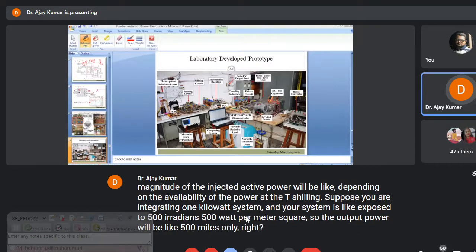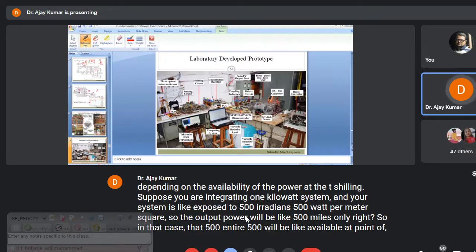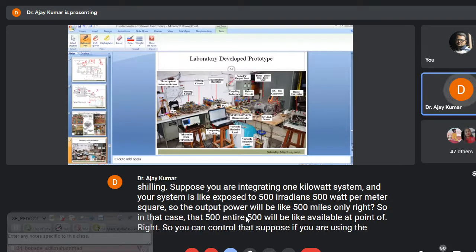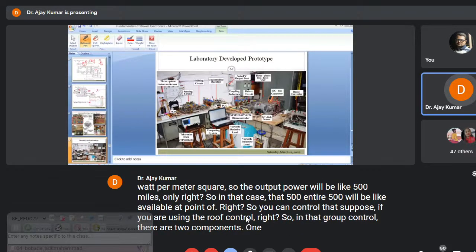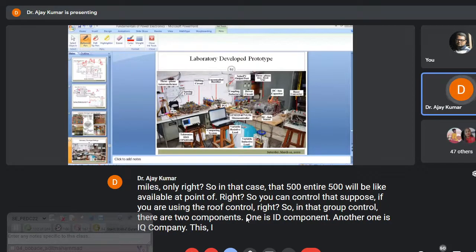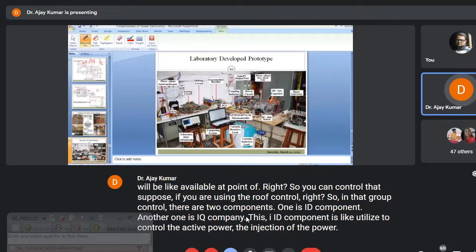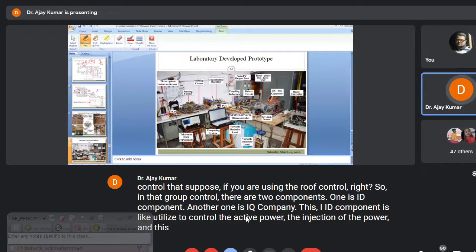So in that case, the entire 500 will be available at the point of common coupling, right? So you can control that. Suppose you are using the droop control. In that droop control, there are two components. One is the ID component, another one is the IQ component. The ID component is utilized to control the active power injection, and the IQ component is utilized to control the reactive power.